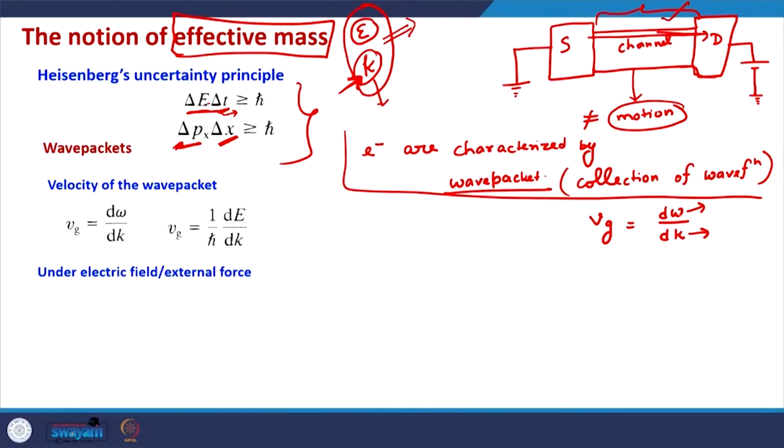So, the wave packet will consist of waves which will have frequencies centered around omega. For our case, energy equals h bar omega, which means Vg is 1 by h bar dE by dk.